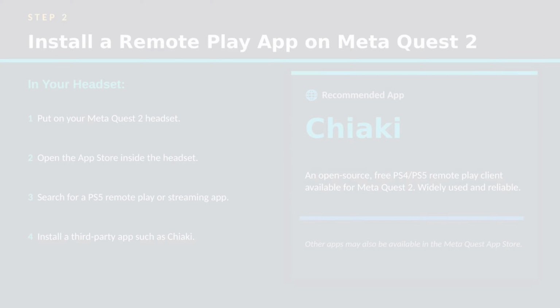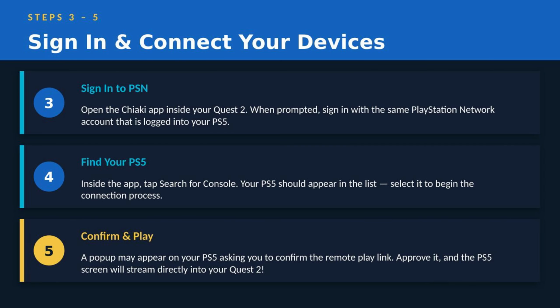Step 3. Sign in and connect. Open the installed app within the Quest 2 headset. The app will prompt you to sign in to your PlayStation Network account. Use the same account that is active on the PS5. After signing in, the app will search for available consoles. When the PS5 appears in the list, select it and initiate the connection.